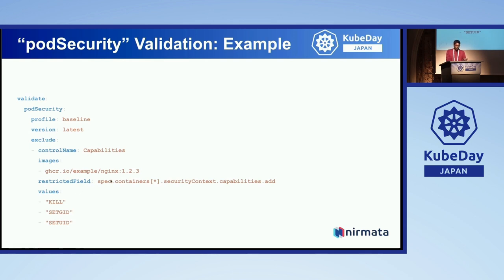And we are making modifications to the restricted field, which is mentioned as any containers. This asterisk represents the wildcard symbol. Any container that is present with a security context capability, the add capability within the security context, is allowed to have any value such as kill, set GID, and set UID. These are the different values that we are making exceptions for. Apart from this, every other value will be validated against.